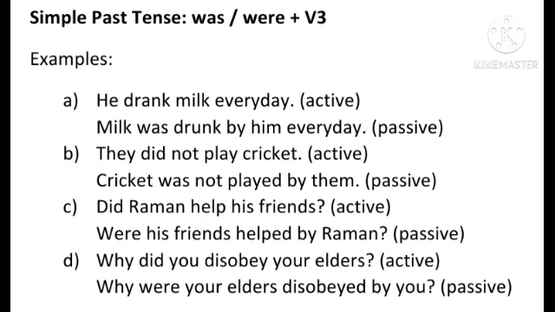He drank milk every day. The object milk will become the subject now in passive. According to milk, the verb used will be was. Milk was drunk by him every day. Another one, they did not play cricket. It's a negative one, but we will not use did. We have to use was or were only. Cricket was not played by them.